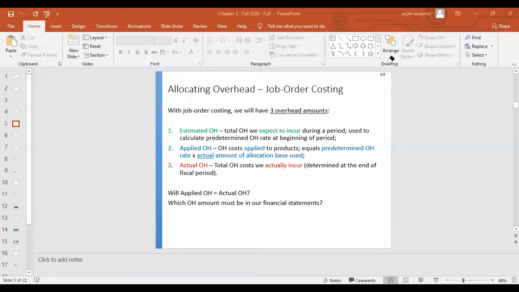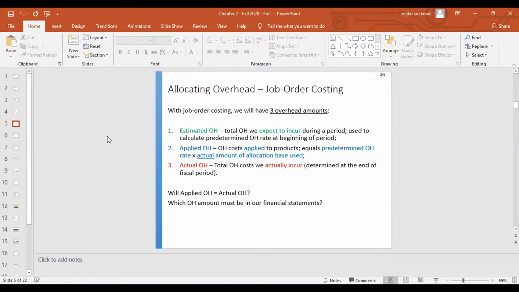Okay, so we will get to this in a second. You will see through example where we get the actual amount of allocation base, just to make sure, not actual overhead, but actual amount of allocation base. Usually we are given that amount, but the predetermined overhead rate we calculate by using estimated overhead and estimated allocation base, right? Okay, so we will get to these steps. That's a very good question.